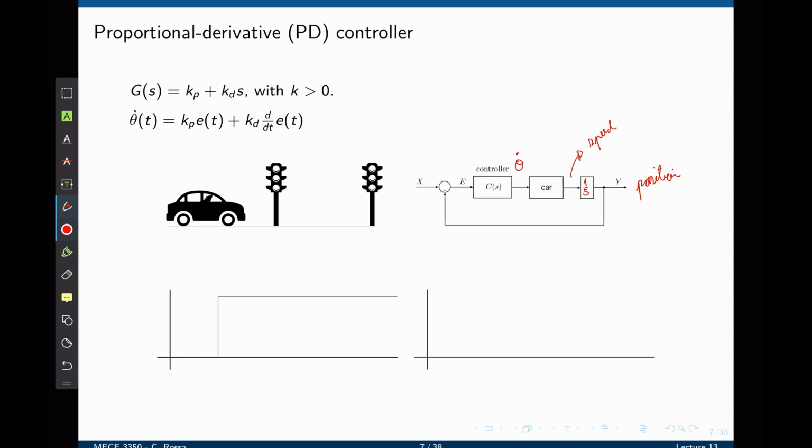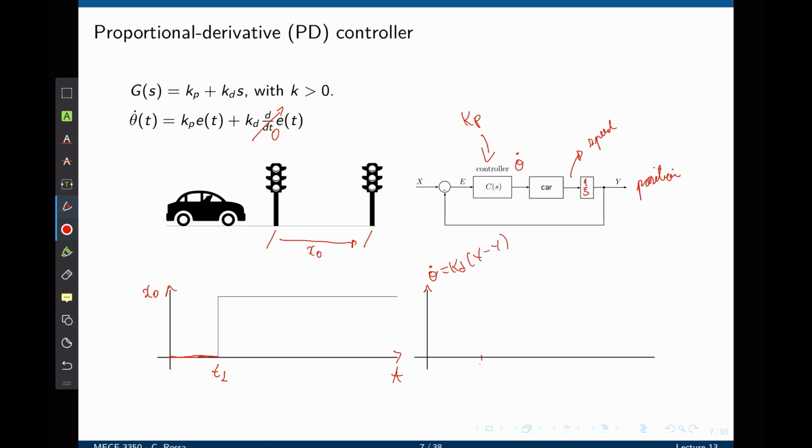Let's assume that we have two traffic lights. At the first traffic light, the car is at rest and the desired position is 0. Now let's assume that at time t1, the first light turns green and the second light is red, which means now that the desired position of the car is the second traffic light, which is in this case x0. Now let's assume that our controller is again a proportional controller, simply Kp. So Kd in this case is 0, we'll deal with this one later. So the output of our controller, theta dot, is simply Kp times the error, x minus y.